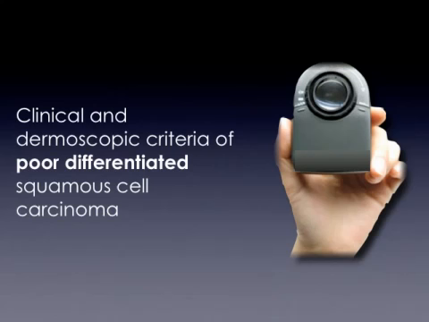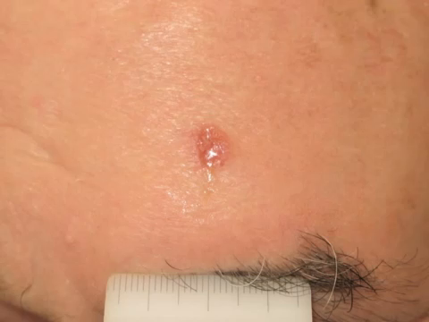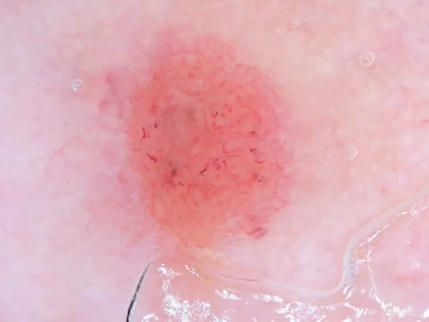Instead, what are the clinical and endoscopic criteria that are more suggestive of a poorly differentiated subtype? Usually, poorly differentiated squamous cell carcinoma shows an endophytic growth and therefore presents like an ulcerated plaque. Upon dermoscopy, we don't see signs of keratinization, but we see just polymorphous vessels.